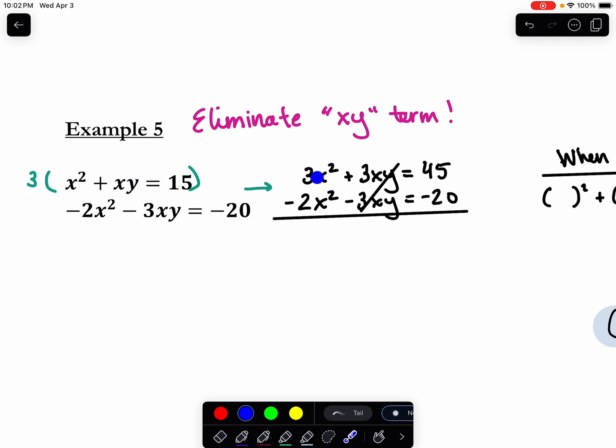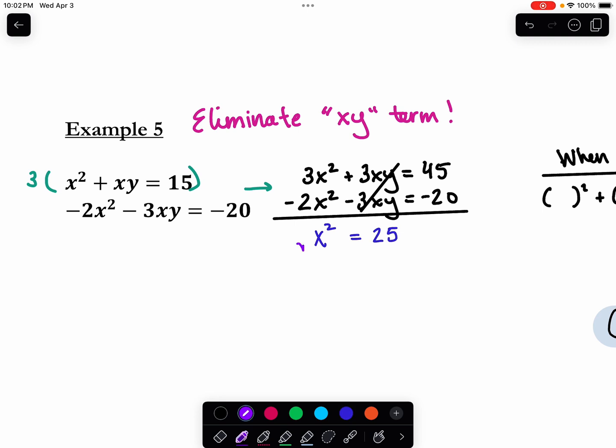When we do that, we get 3x squared plus 3xy equals 45. Remember to distribute it to every term. The second equation, I'm going to copy down exactly as is. And then we're going to see the xy term cancels like we planned. So we do that, and then let's see what's left over. So 3x squared minus 2x squared is 1x squared equals 45 minus 20 is 25.